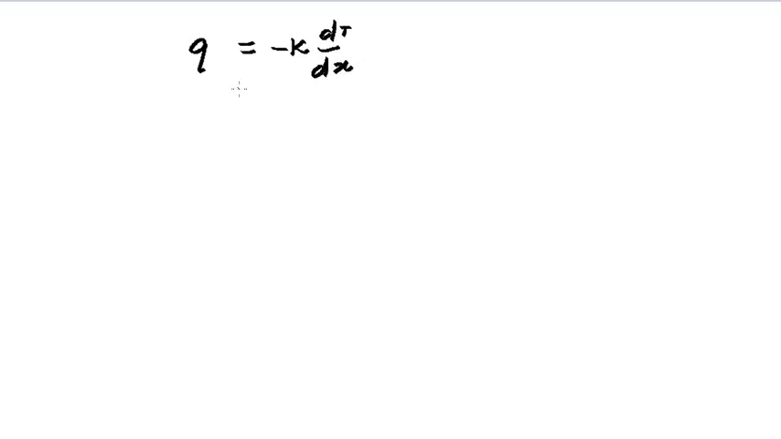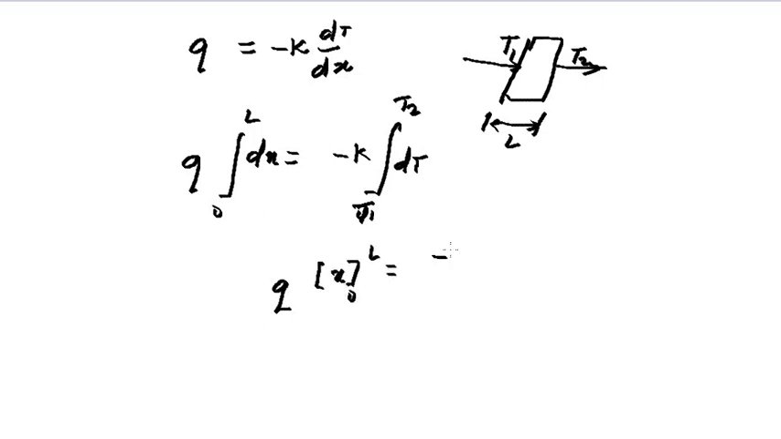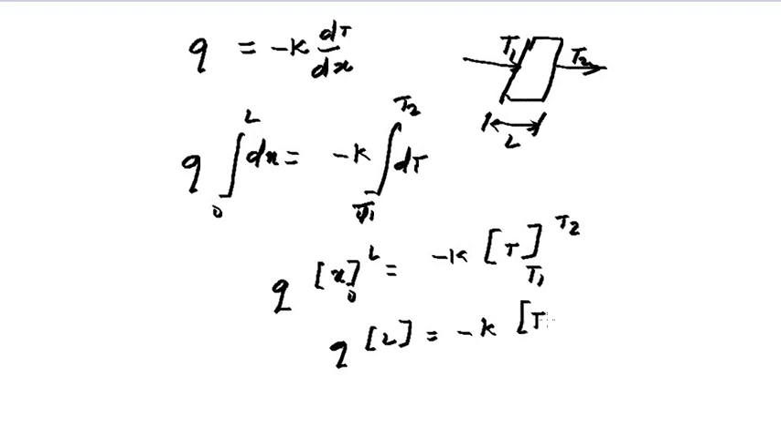Now in order to find the temperature difference, let us take a slab or a material through which the temperature is going from here to here. The total length of the material is L, and the temperature at the beginning is T1 and the temperature at the end is T2. So we integrate: integral 0 to L of Q dx is equal to minus k integral T1 to T2 of dT. Now this becomes Q into x from 0 to L equals minus k into T from T1 to T2. So Q into L minus 0 equals minus k (T2 minus T1). So the equation becomes Q equals k into (T1 minus T2) divided by L.